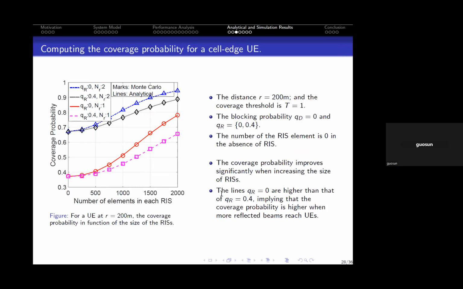So here are some results to talk about the performance. This is the coverage probability for a cell edge user, meaning the user is located at a distance of 200 meters, and the coverage threshold is set as 1. Then we vary the number of RIS elements. When the number of RIS elements is 0, there is no RIS. With the increase of the size of RIS, we see the coverage probability increase.